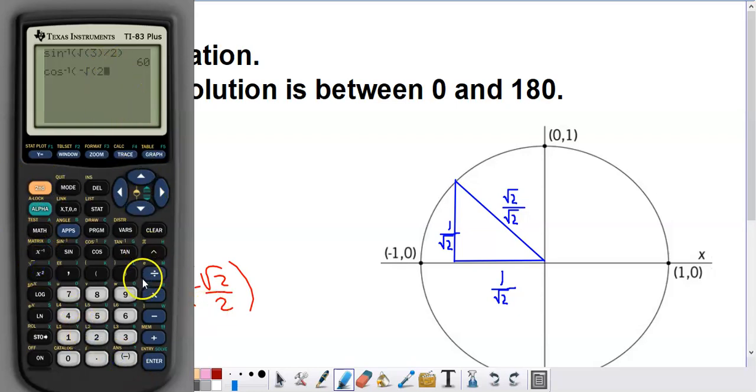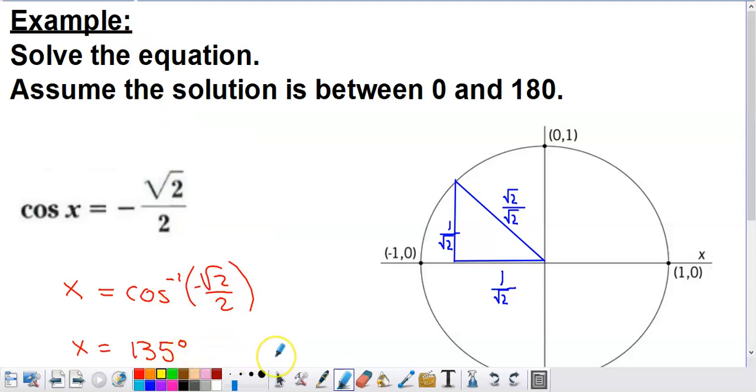So if you're using a TI-83 as I am right now, you're going to have to be careful with your grouping symbols. So that's the end of what's under the root, and then I have to divide by 2. And I'm going to close that initial grouping symbol that it gave me when I chose the inverse cosine. And there we go. I get 135 degrees. So if the calculator is in play, this is not that difficult to do.